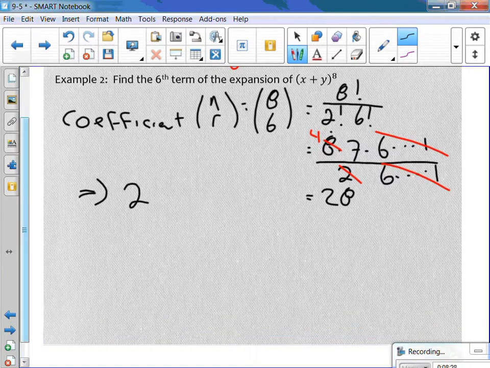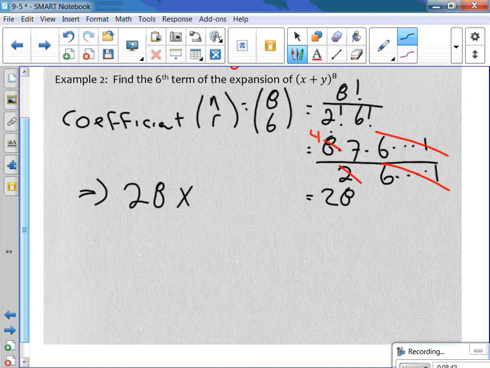But then what are the powers of the x and the y? We know again that x is decreasing, starting off with x to the 8th. And we're looking at the 6th term, so 8 minus 6, I'm going to be at x squared, and y is increasing, starting off with that 0 on up to the 6. So the 6th term for the expansion of x plus y to the 8th is just 28 times x squared y to the 6.